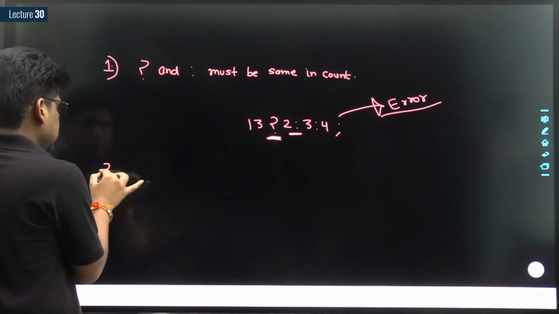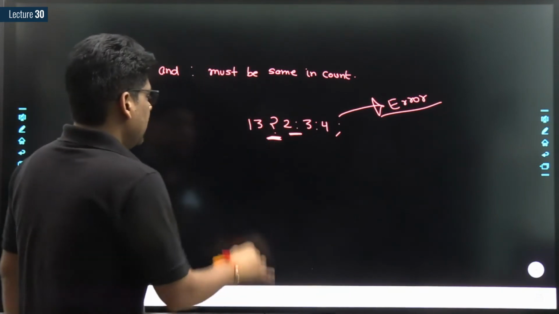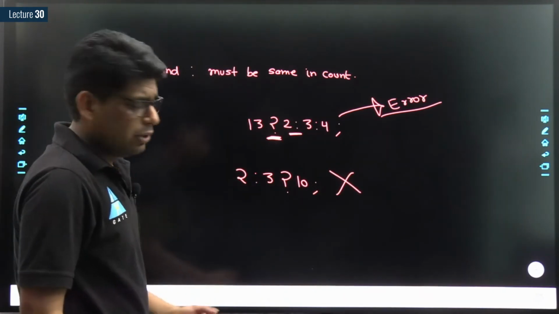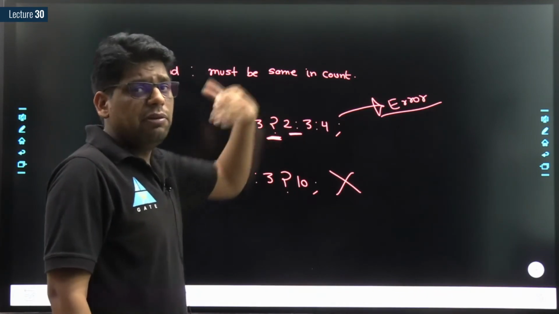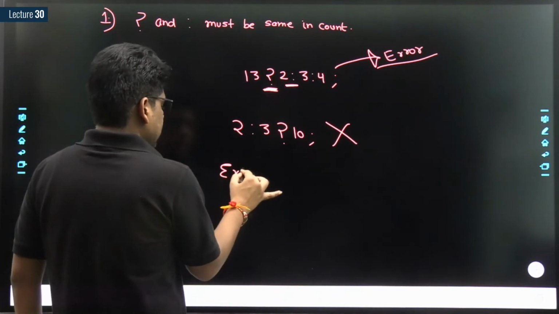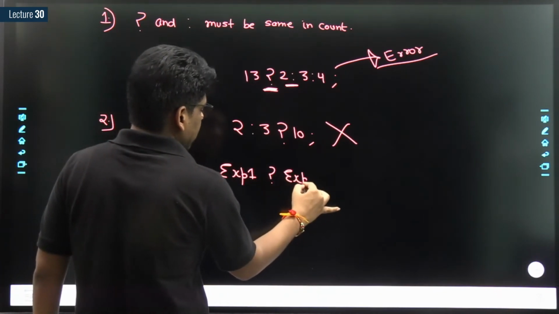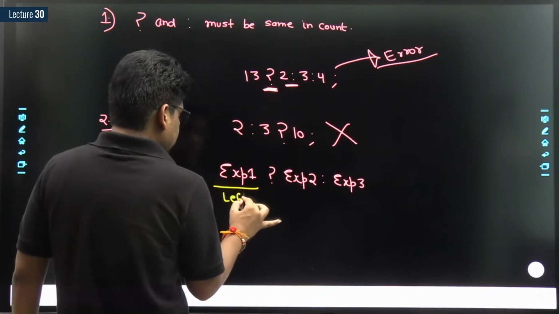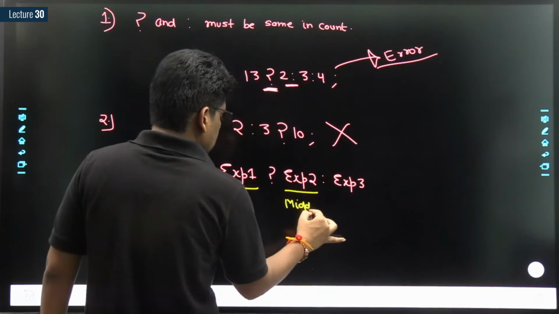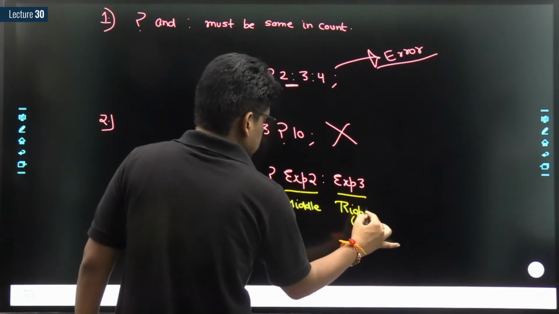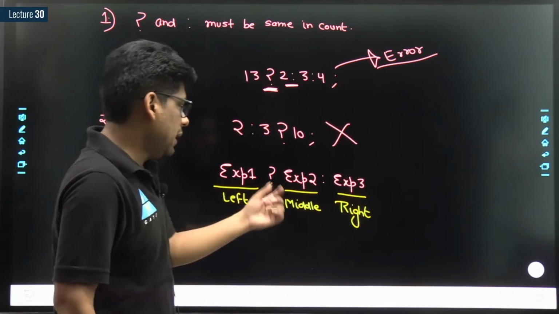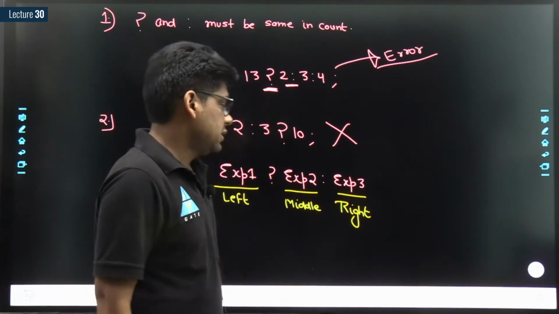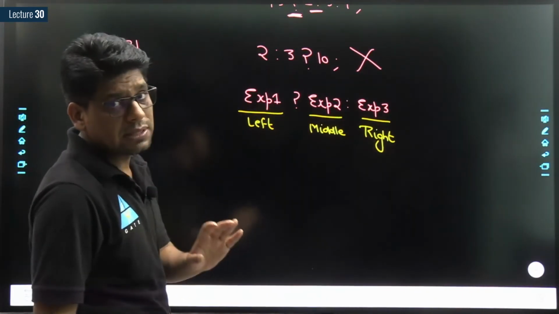Okay, sir. Second, you said question mark and colon must be the same in number. But is it possible that we have 2 colon 3 question mark 10? No, sir. Order does matter. First we must have the question mark, then we must have the colon. Because the general syntax is something like this. We have the left part, the middle part, and the right part. What is the left part? Before the question mark. What is the middle part? After the question mark and before the colon. What is the right part? After the colon. Rule number 2, is it okay? Yes, sir, rule number 2 is okay.